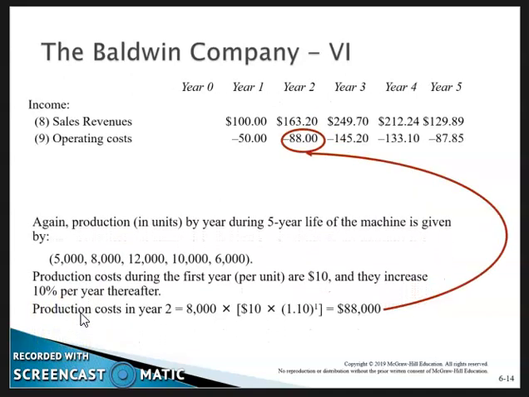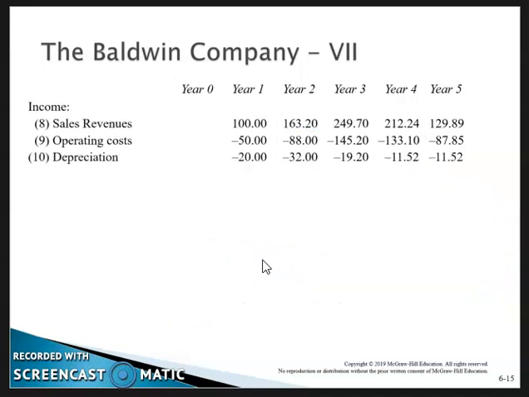Now the cost. In the first year, that would be 5,000 units times $10 per unit, or $50,000. In the second year, we've got 8,000 units produced at $10, and then it increases at the 10% rate, so 10 times 1.1, which gives $88,000.